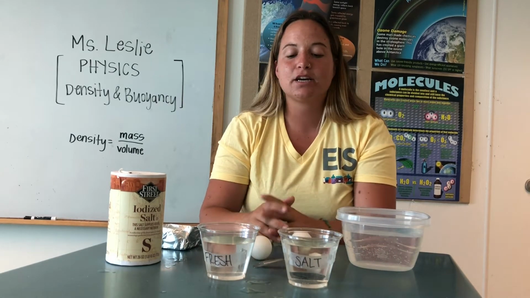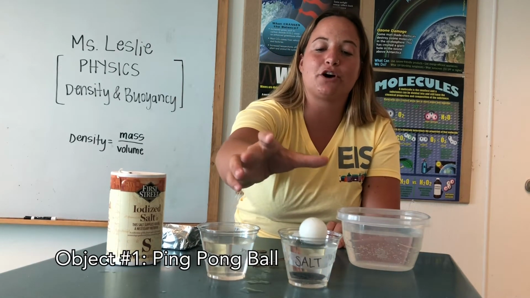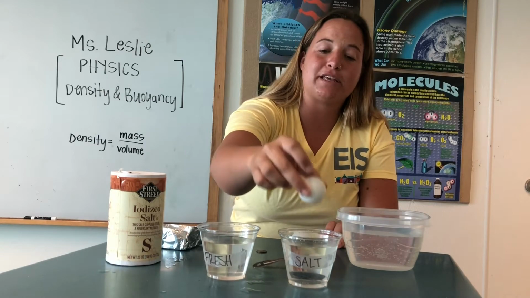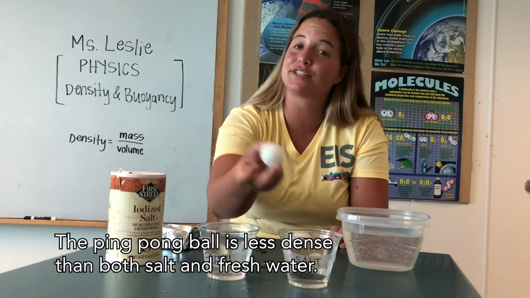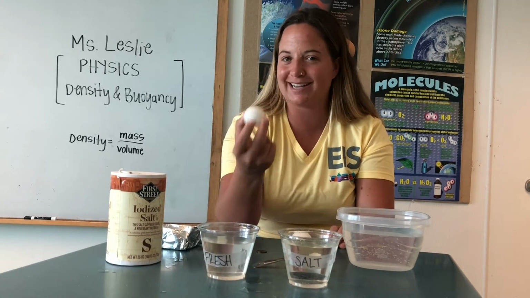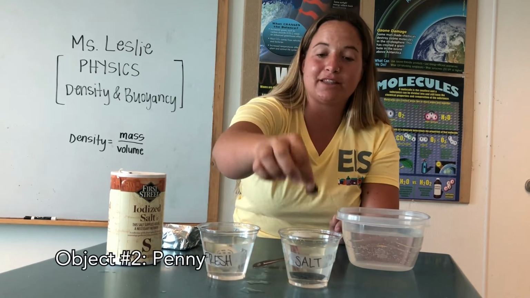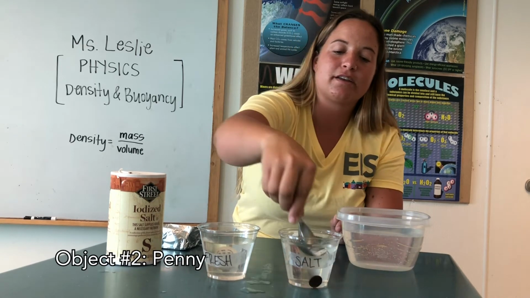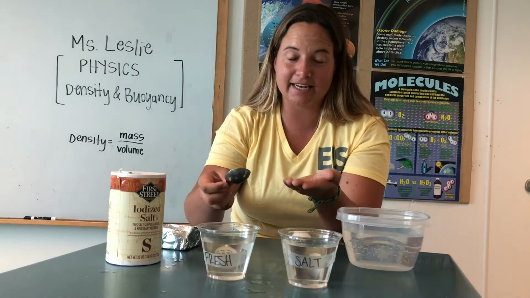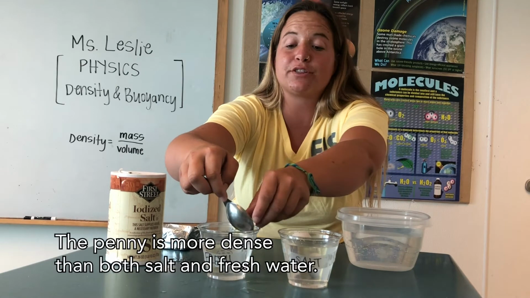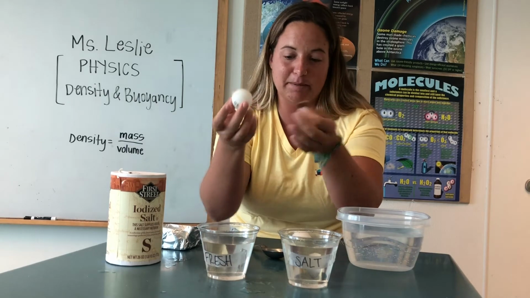Once you have your waters mixed, we'll start out by testing our different objects. First, we have this ping pong ball. If I drop it in the salt water, it'll float. If I drop it in the fresh water, it also floats, which means that this ping pong ball is less dense than both the salt and the fresh water. That makes sense because it has lots of air and you can feel that it's really light. When we test out a penny, we drop it in the salt water, it'll sink to the bottom. And when we take it out and drop that same penny in the fresh water, it'll sink again. That's because this penny is a lot denser than both of these waters. You can feel that it's a little bit more compact and heavier than this ping pong ball.